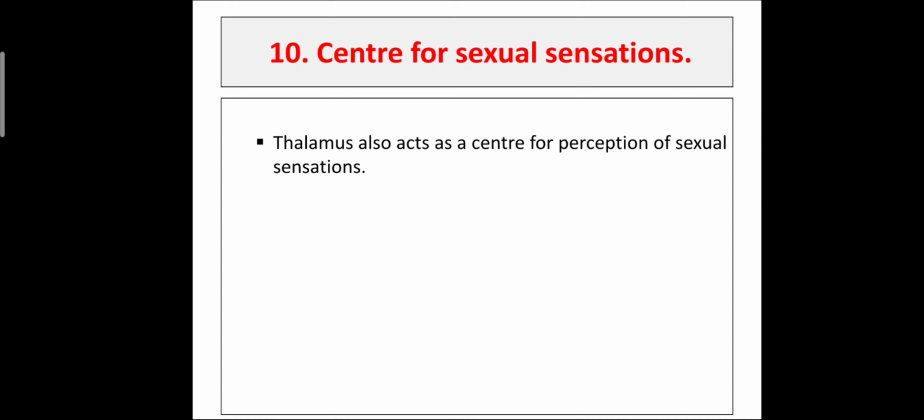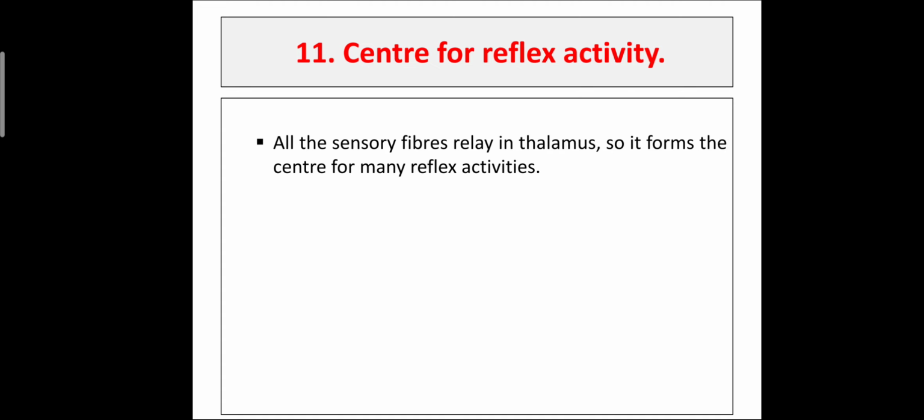Center for sexual sensation. Thalamus also acts as a center for perception of sexual sensation. Center for reflex activity. All the sensory fibers relay in the thalamus, so it forms the center for many reflex activities. Now we see the applied aspect of the thalamus.